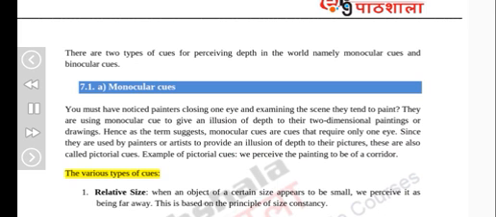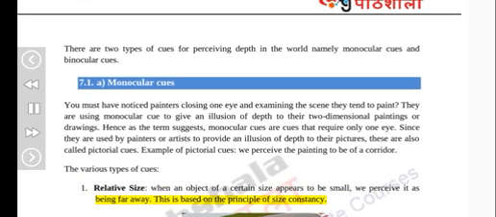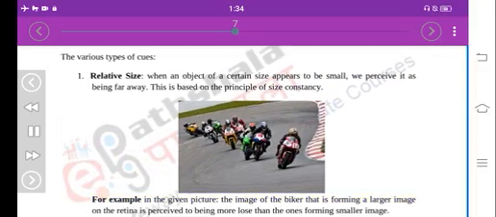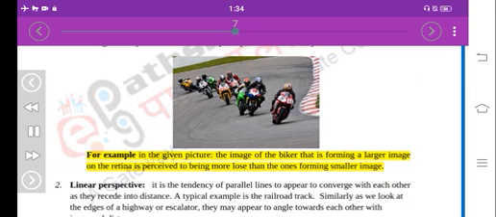The various types of cues. 1. Relative size. When an object of a certain size appears to be small, we perceive it as being far away. This is based on the principle of size constancy. For example, in the given picture, the image of the biker that is forming a larger image on the retina is perceived to be closer than the ones forming a smaller image.